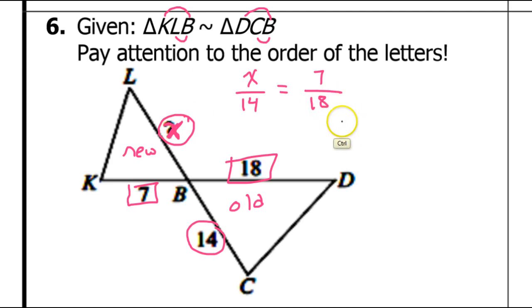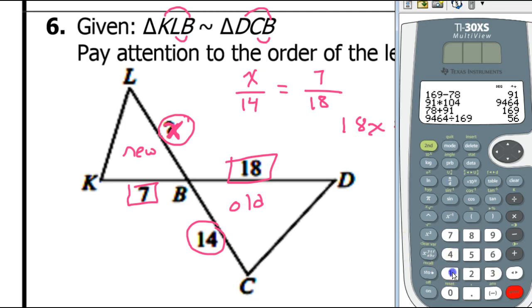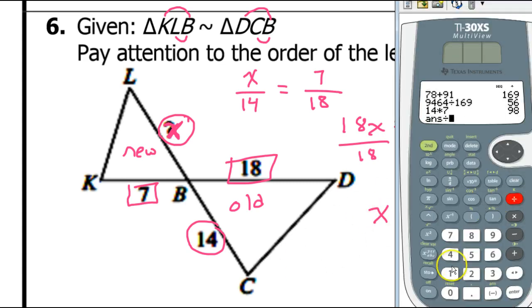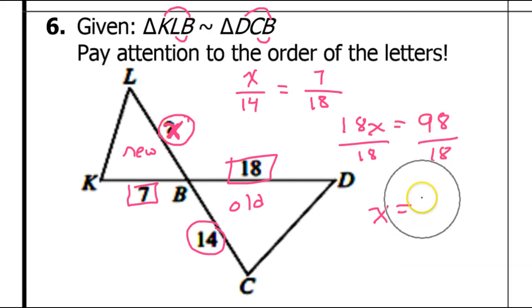If you cross multiply, you get 18x is equal to, well, whatever 14 times 7 is, 98. And then I've got to divide by 18. That's a decimal that goes on forever, so that's no good. So I toggled it, and I will write it as 49/9.